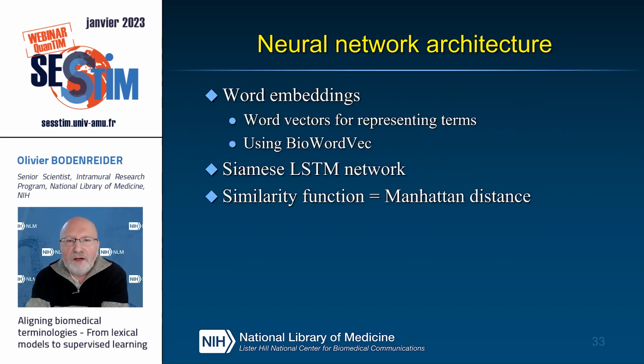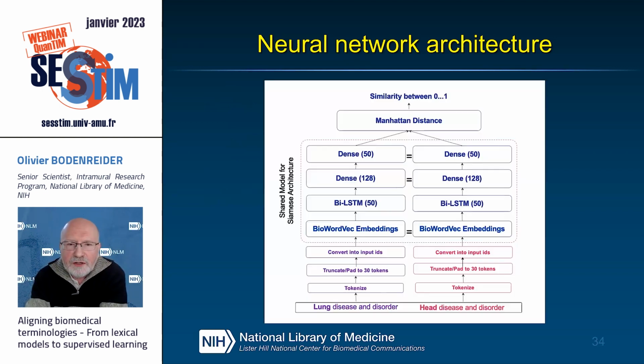So we created a neural network architecture. We used word embeddings from BioWordVec, which is a pre-trained model. And we used a Siamese long short-term memory network. The technical terms are not really important. And we used the Manhattan distance as the similarity function here. So it looks like this, but if you're like me, all neural network diagrams look about the same, if you wish.